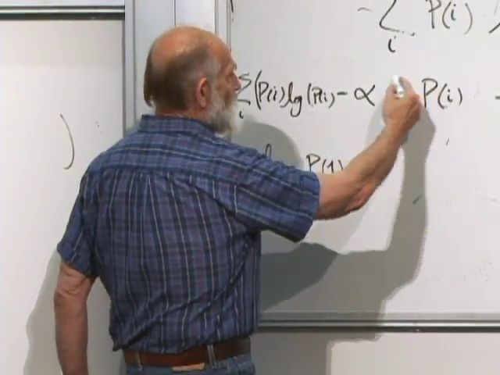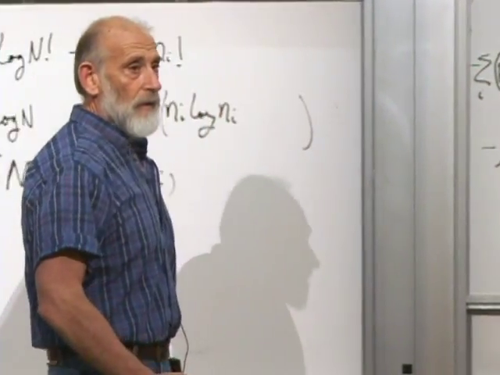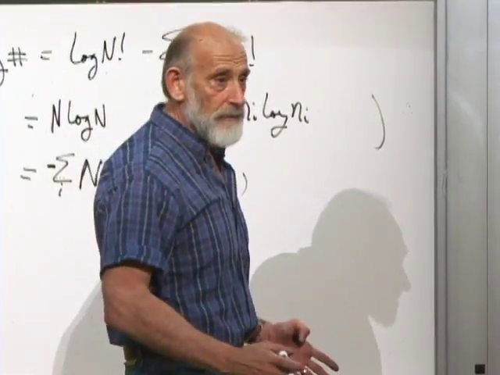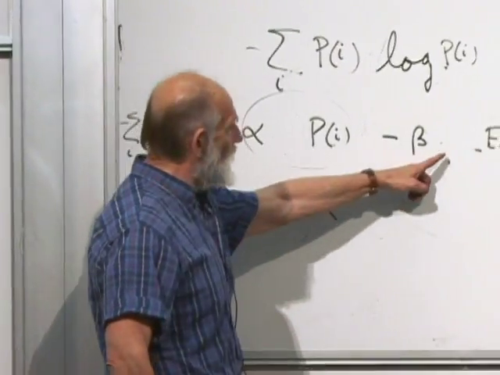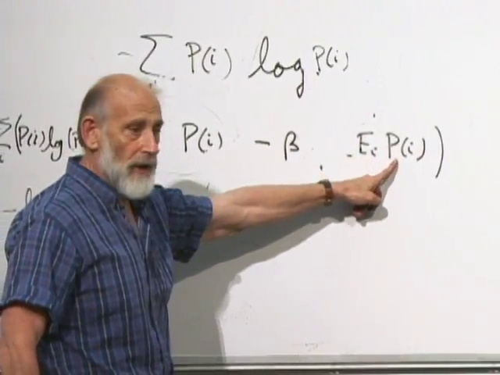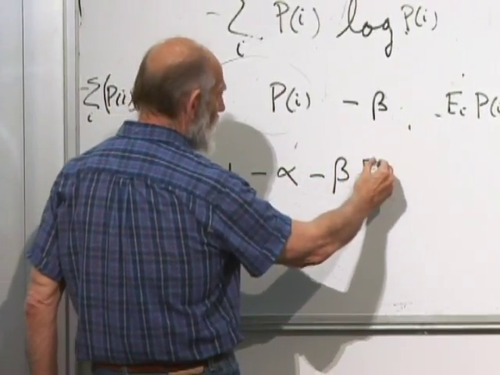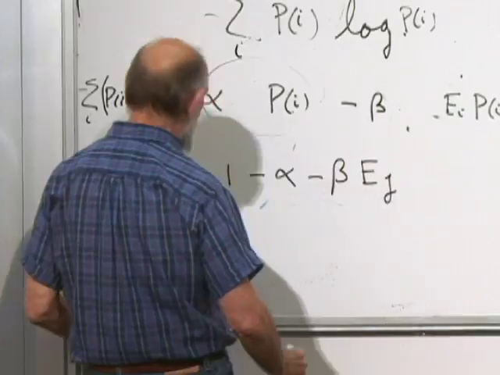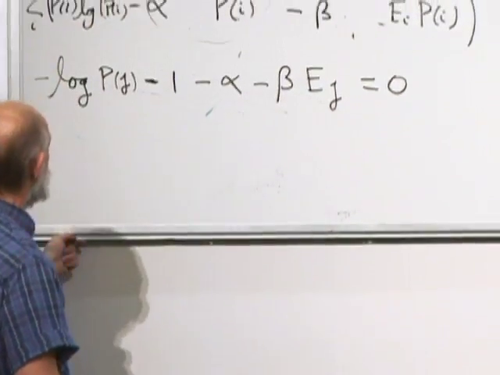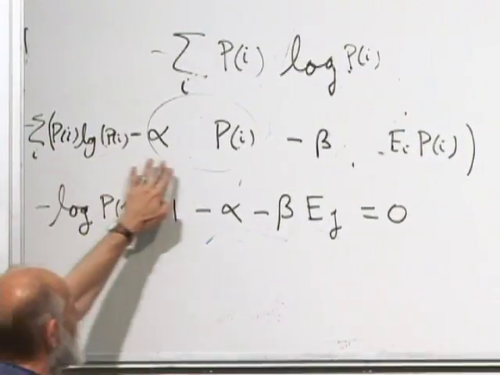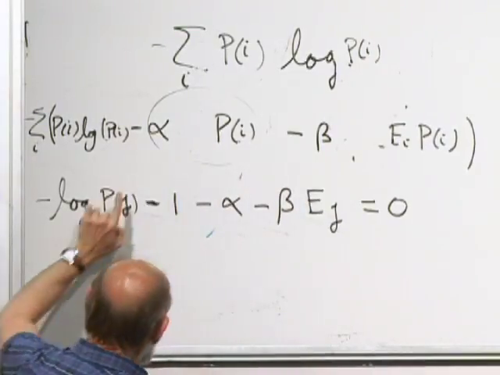Now what happens when we differentiate this term with respect to pj? We just get minus alpha. And what happens when we differentiate this term with respect to pj? We get minus beta times ej. And that all we set equal to 0. That's the method of Lagrange multipliers. Pretend that we're minimizing this whole quantity with respect to all of its variables.